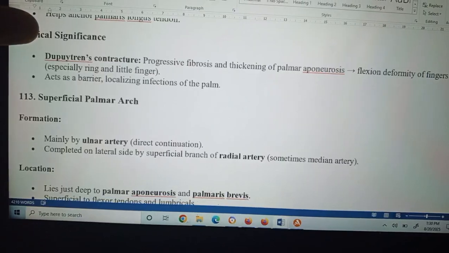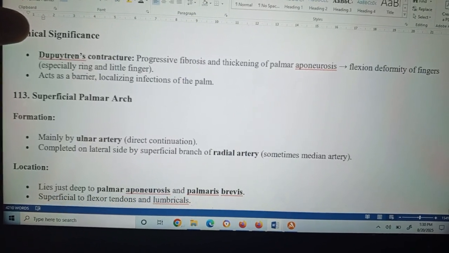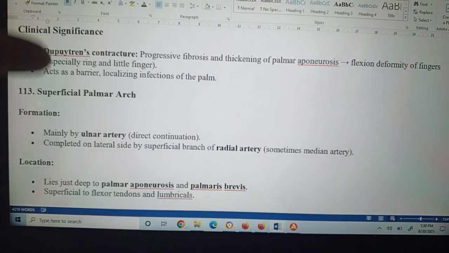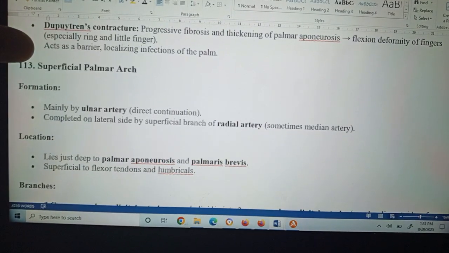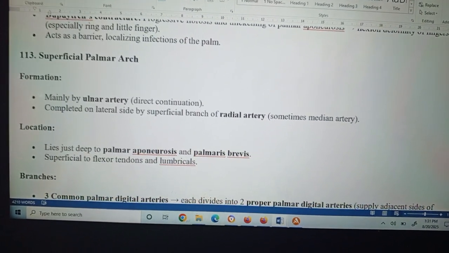Dupuytren's contracture is progressive fibrosis and thickening of the palmar aponeurosis, causing flexion deformity of the fingers, especially the ring and little finger. It acts as a barrier localizing infections of the palm.